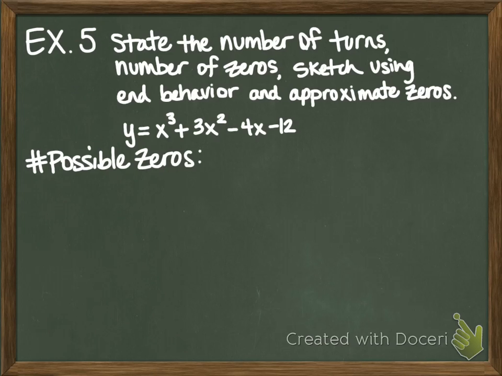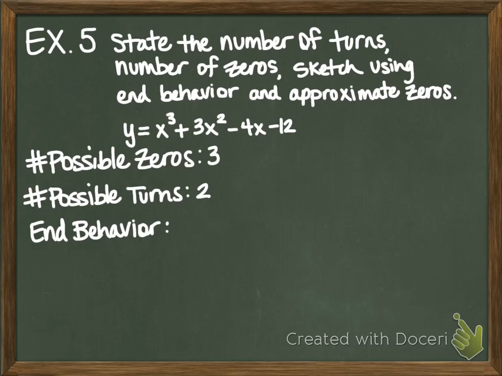First thing, I want to know the number of possible zeros. So that's the highest exponent, so 3. So 3 is the most number of times that it's going to cross the x-axis. Then we want to talk about the number of turns. So it's always one less than the number of zeros. So this graph is going to turn at most 2 times.